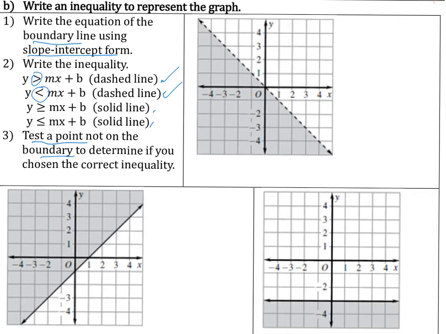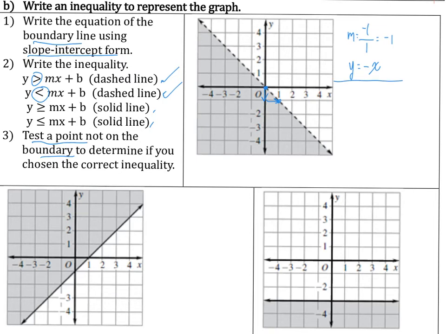So let's go with the first one. I'm going to begin here to find the slope. I'm going to shift 1 unit down. So that's my change in y. And shift 1 unit to the right. Change in x. So my slope is negative 1. My boundary line will be y equal to negative x. And of course my y-intercept is 0. I don't need to write that.